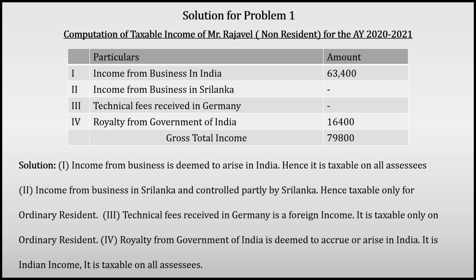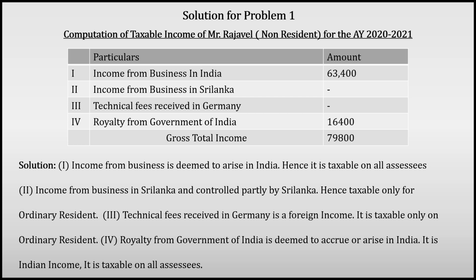Third point is technical fee received in Germany, which is a foreign income. So it's a technical fee that he is earning, for a project situated in Iran, and the company is an Indian company. So everything is outside the country. He is receiving an income, and it is going to be taxable only for an ordinary resident and a not ordinary resident. But in this case, this person is a non-resident, so we put a dash against this particular item.